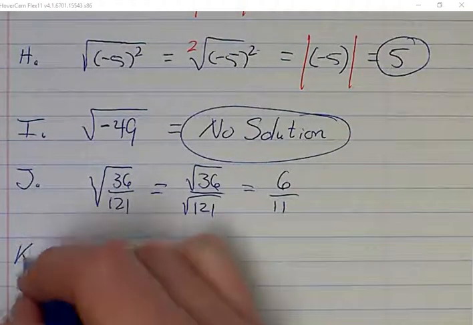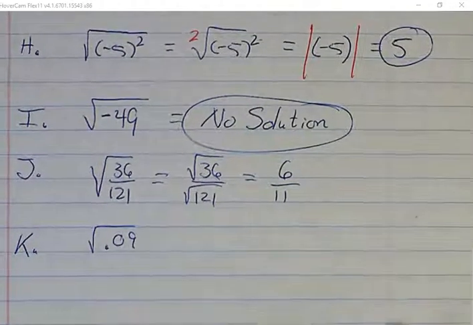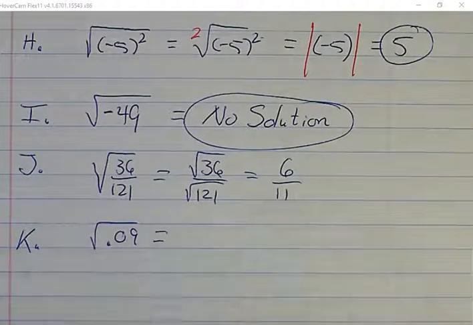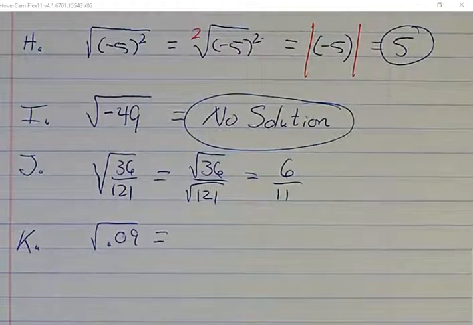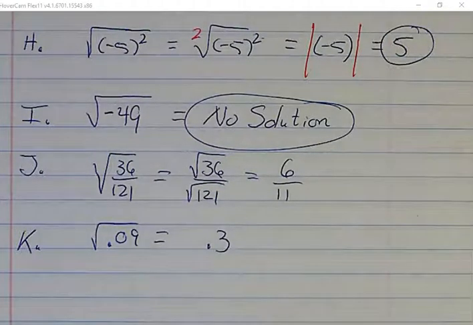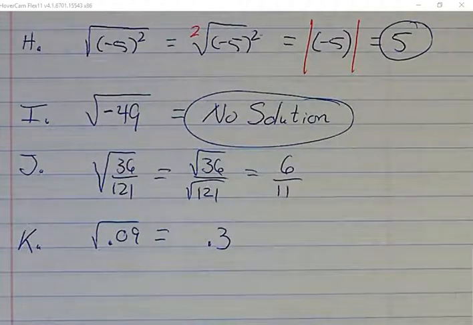Alright, here's a question where you can kind of think your way through it, but this honestly is one of those where you can use your calculator. If you do the square root of 0.09 on your calculator, it comes out to be 0.3. So if it's a decimal number, I would say just use your calculator and it's going to come out to be just a regular number.